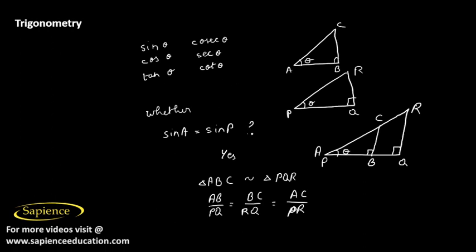So as long as the angles are same, the value of the ratio will also be same, irrespective of the triangle in which the angle is present. So for every single angle, the sine of that angle has a specific value. So now we can try to find out the value of all the 6 trigonometric ratios when the angle is 45 degree.